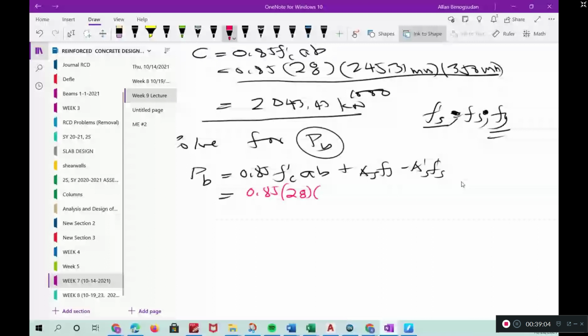0.85 28 times A is equal to 245. For completeness lang ha, nilagay ko dito mm, then 350 mm. Okay? Then plus, ito pareho lang eh, di ba? Tingnan niyo. Ito, pwedeng i-cancel out, kasi pareho.